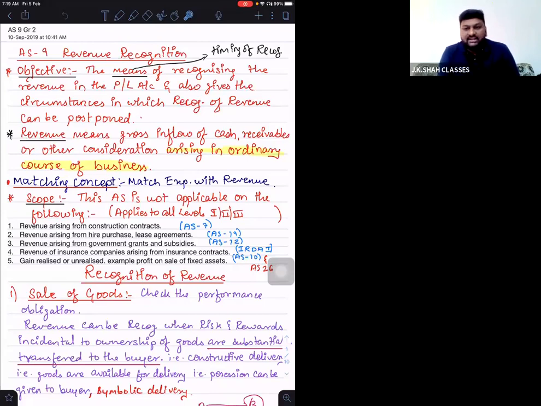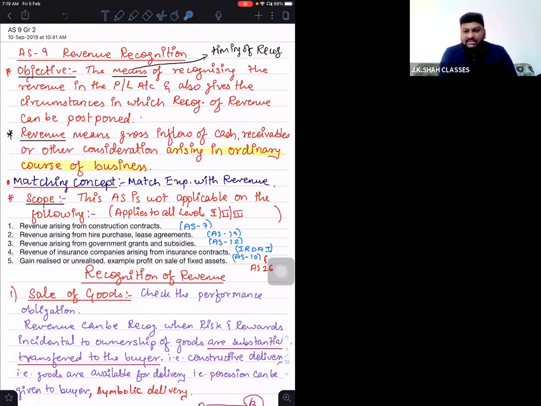Like to pass a journal entry, we know how to record. Now, say if I am earning professional fees, so my journal entry will be JK Shah Classes Private Limited account debit to professional fees. This is my simple journal entry. So everybody knows, you have to debit the debtor and you have to credit the income.